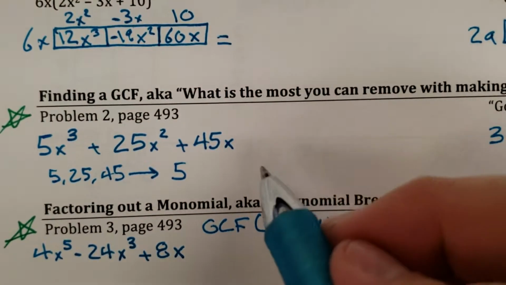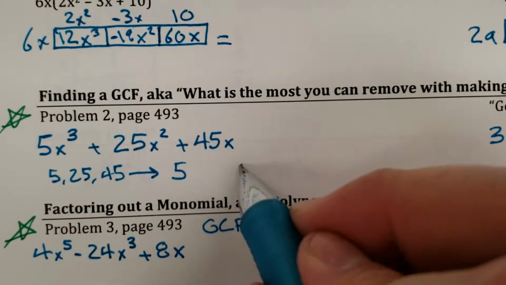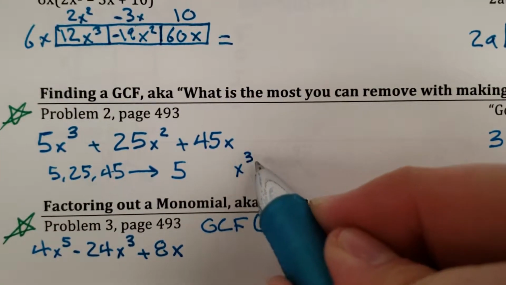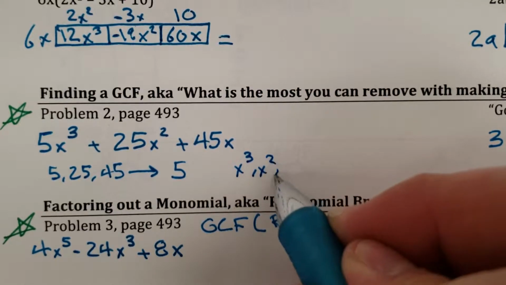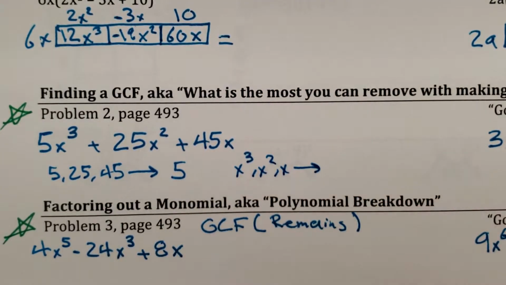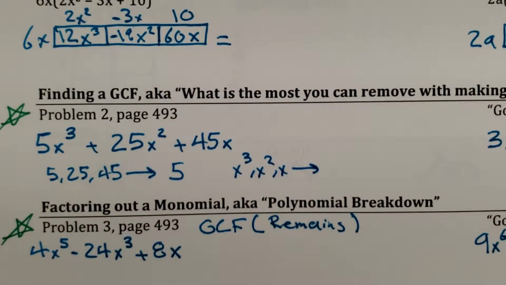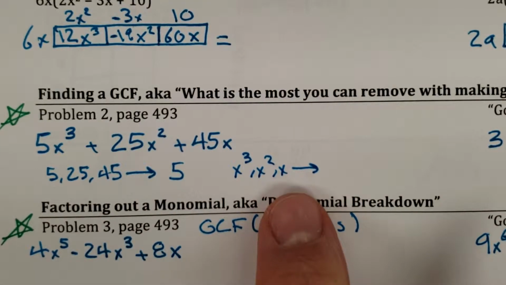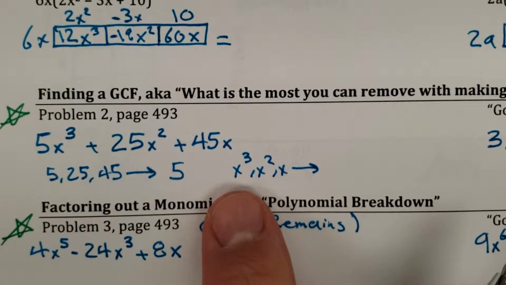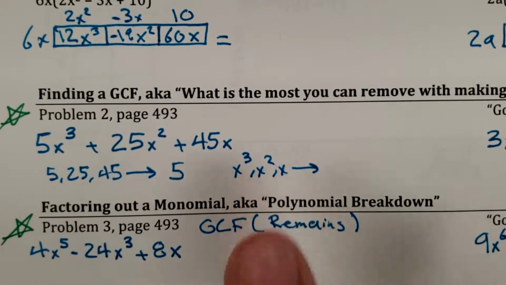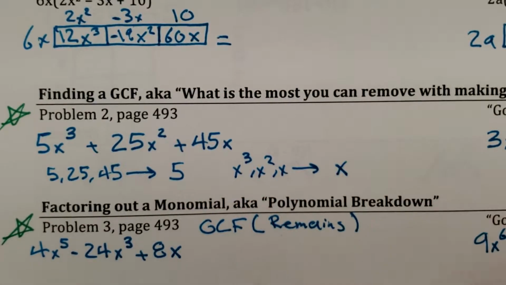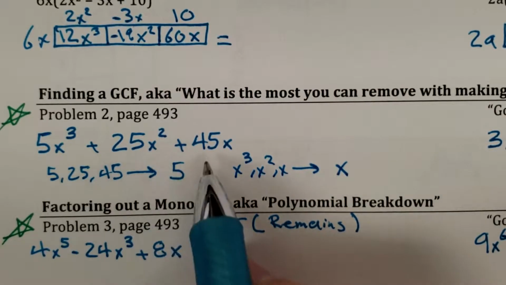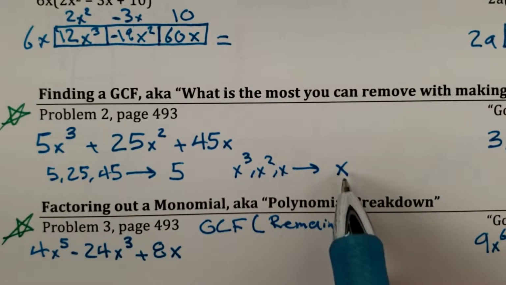Now the x values are a little bit different, or actually they're not much different than that. Variables are probably the easiest thing to find when it comes to a greatest common factor. You literally just pick the smallest one. If you have an x cubed, x squared, and an x, what's the most you can take out without making a mess? A single x. If I try to divide anything by more than just an x, I'm going to make a mess.